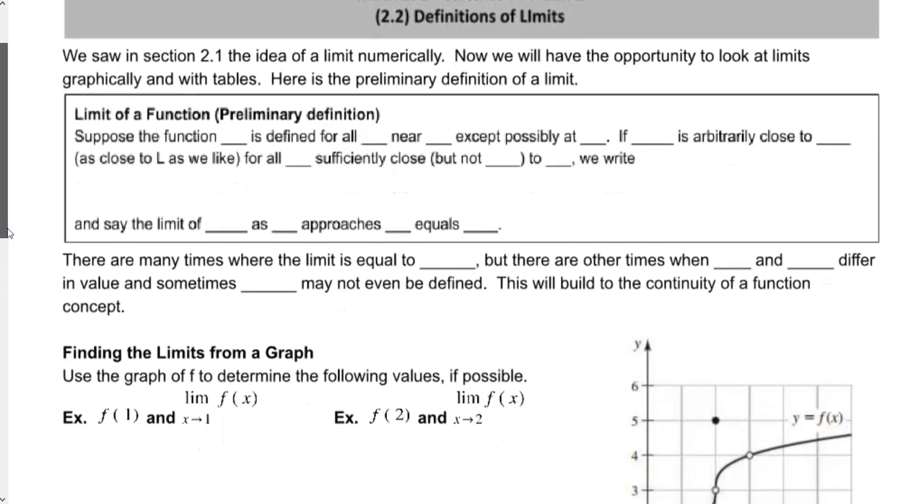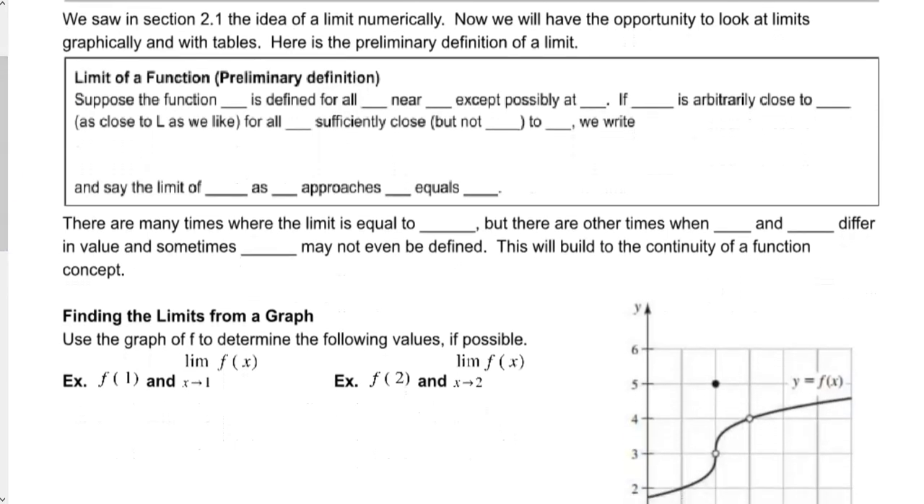So here's a preliminary definition of our limit. We're going to suppose that the function f is defined for all x near a, except possibly at a itself. And if f of x is arbitrarily close to some limit L, as close to L as we would like, for all x sufficiently close to but not equal to a, then we will write that the limit as x goes to a of our function f of x is equal to L.